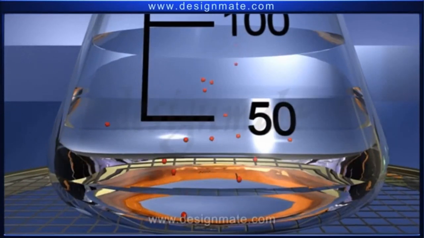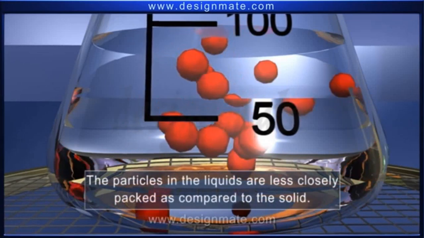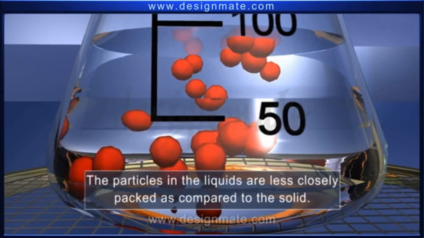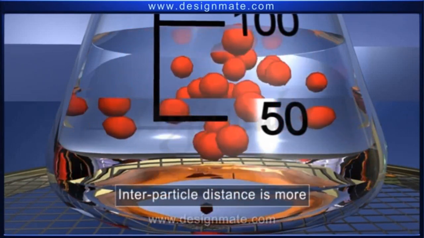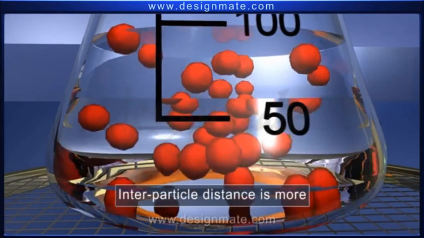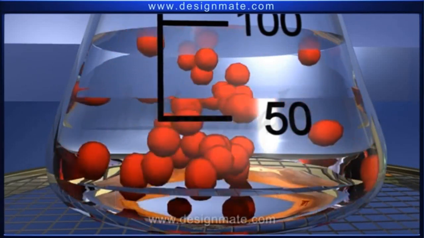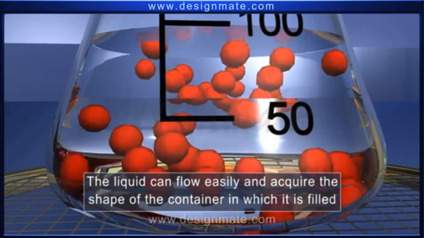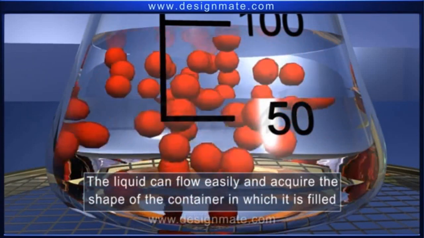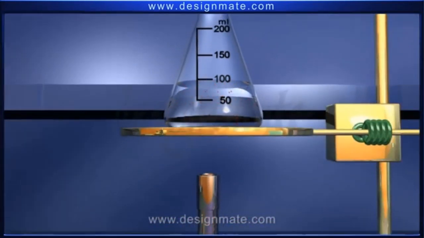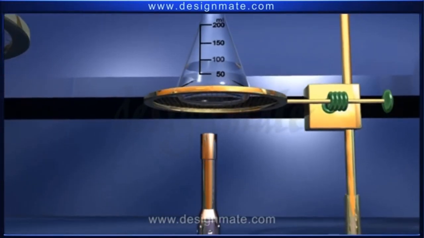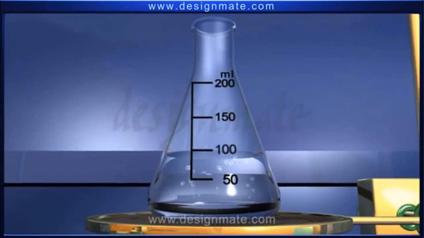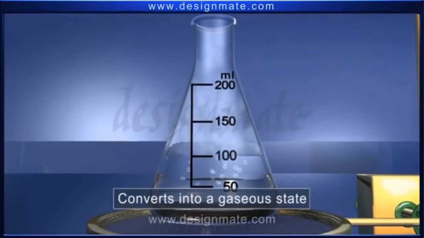This is because particles of a liquid are held together by a weaker force of attraction as compared to those in solids. Hence, the interparticle distance is more in liquids. Moreover, the particles in a liquid are quite energetic. As a result, a liquid can flow easily and takes the shape of the container in which it is stored. When a liquid is heated, it expands and converts into its gaseous state.